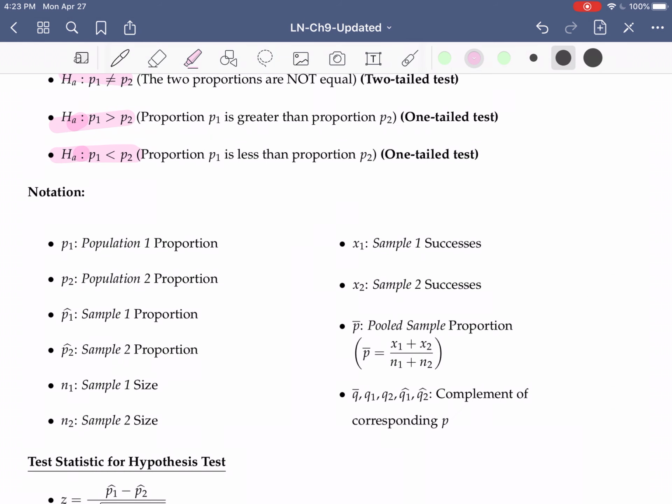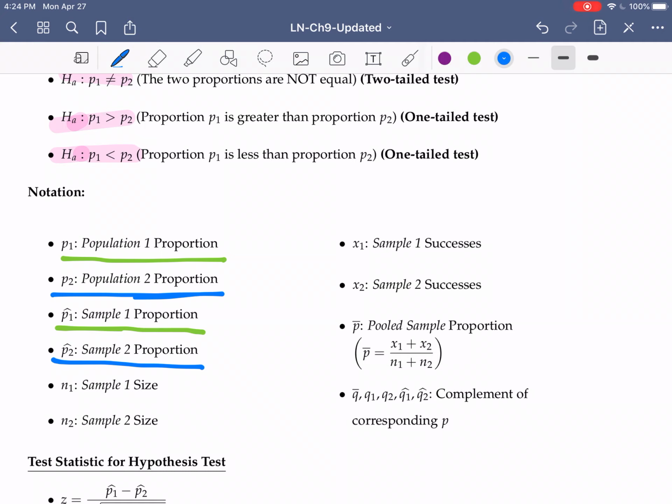Notationally, we will split our population. We'll think about these two different populations or two different groups. So P1 is the population proportion for population 1. P1 hat is that sample proportion. P2 is population 2 proportion. And P2 hat is sample 2 proportion. Then we have the associated sample sizes and number of successes. We also pool our data when we go through this process. And so that pooled sample proportion, that is on top all of the successes from the two combined, so x1 plus x2. And on bottom, we have all of the trials, both of the sample sizes from the two samples combined.